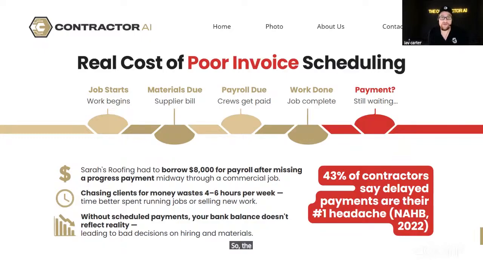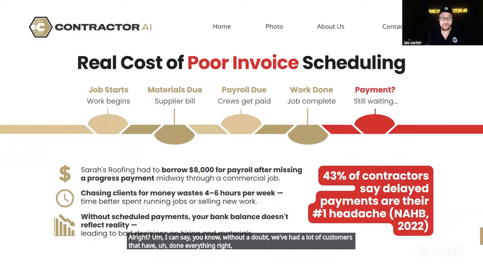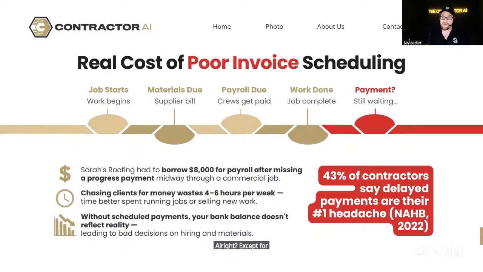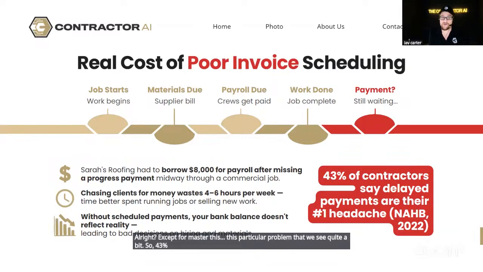So the real cost of invoice scheduling: the job starts and the work begins. Materials are due, supplier bills are due, payroll is due, crews get paid, right? The work's done, the job is completed, but we're still waiting on payment. I can say, without a doubt, we've had a lot of customers that have done everything right, except master this particular problem that we see quite a bit. So 43% of contractors say delayed payments are their number one headache.